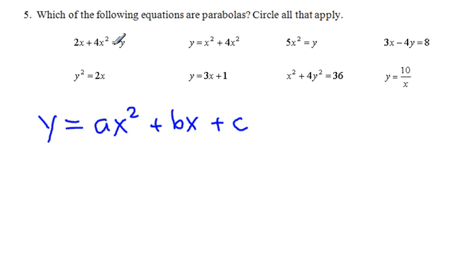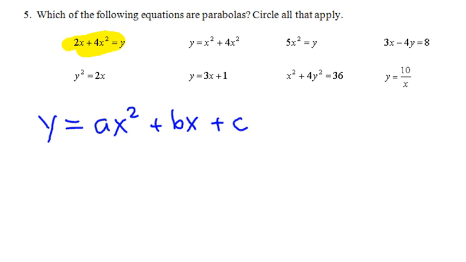So this first equation, it's already in this format. We just need to switch things around, trade the place of these two, and you get 4x squared, then plus 2x. If you really want, you could put plus 0 equals y. So this is already a parabola in standard form. The a value is 4, the b value is 2, and the c value is missing, it's 0. So the first equation is definitely a parabola because it can be written in standard form for parabolas. So highlight this as yes, that is a parabola.